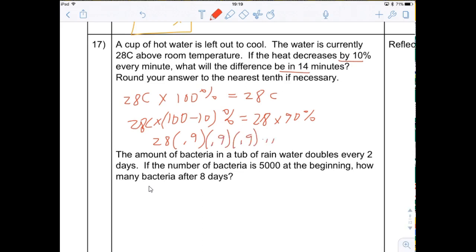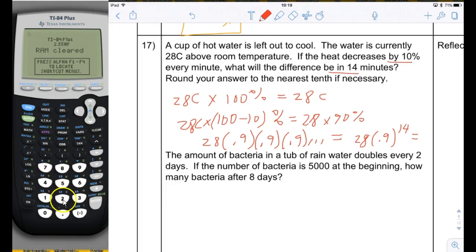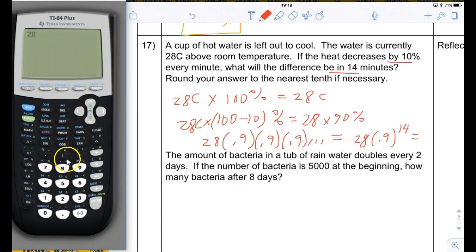Oh my God, what a pain. Wait a second, that's why we have powers. So we're going to do 28 times 0.9 to the 14th power. Okay? And let's see what that gives me. Okay, so I'm going to type in here 28 times 0.9 to the 14th power. 6.4. And it says to the nearest tenth, so 6.4 is just fine.